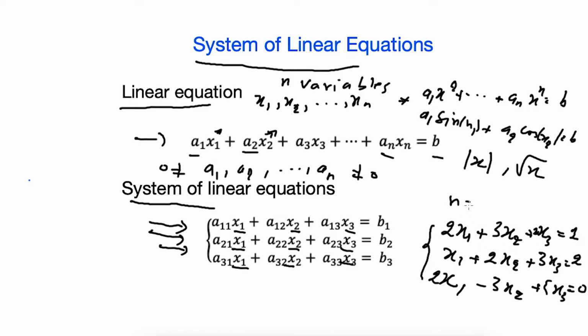So n here equals 3, and the constants are, for example, a11 is 2, a12 is 3, and a13 is 1, and a21 is 1, a22 is 2, and a23 is 3, and a31 is 2, a32 is minus 3, and a33 is 5, and b1 is 1, b2 is 2, and b3 is 0. So this is an example of a system of linear equations.